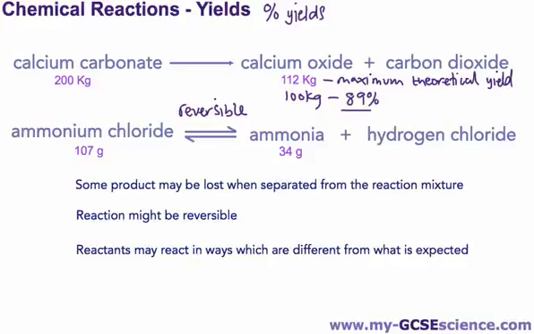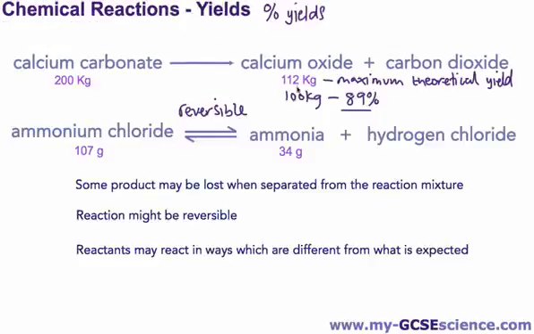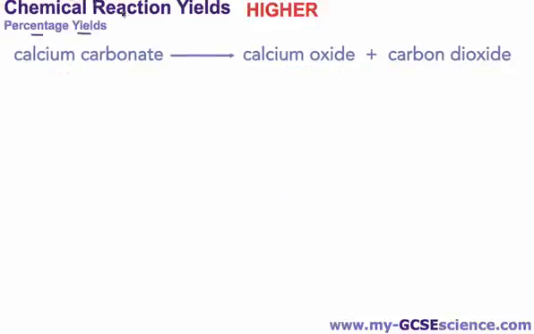Okay, now the next section we're doing is for the higher tier only, and what you should be able to do is actually calculate these percentage yields. So I told you what the percentage yield is, or gave you an example of a percentage yield here, but you should actually be able to calculate these for the higher tier paper. So let's have a look at this reaction here.